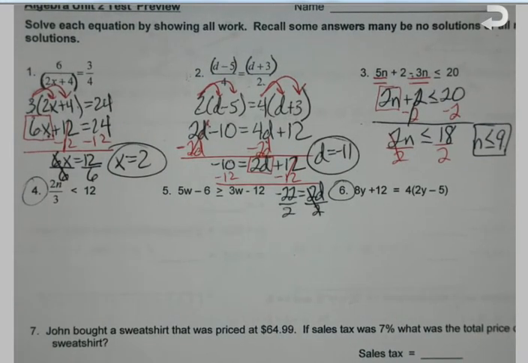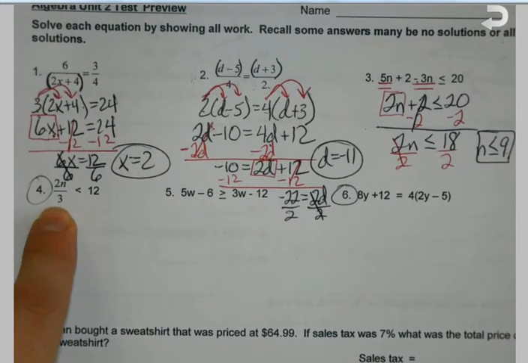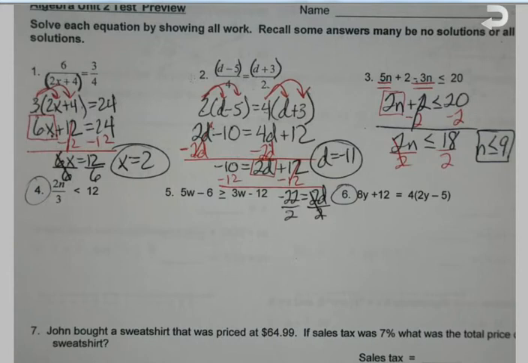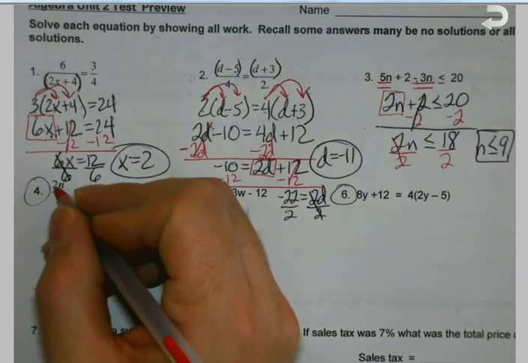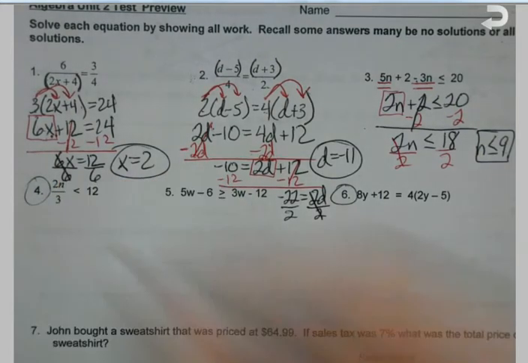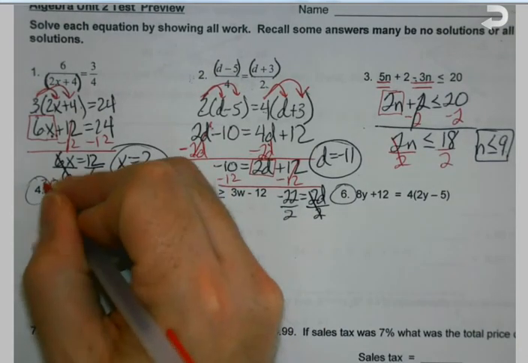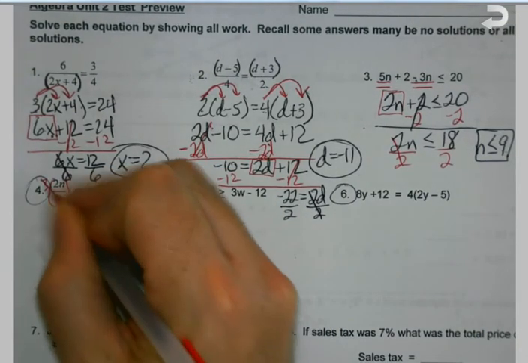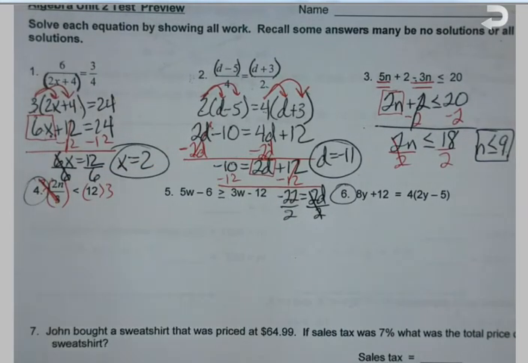So let's see. How do I dump a fraction? Close. We multiply by the bottom. Since you're dividing by 3, we could multiply by 3. And that's just going to take care of the bottom. It doesn't touch the top.